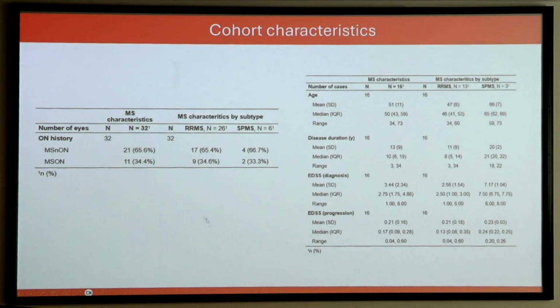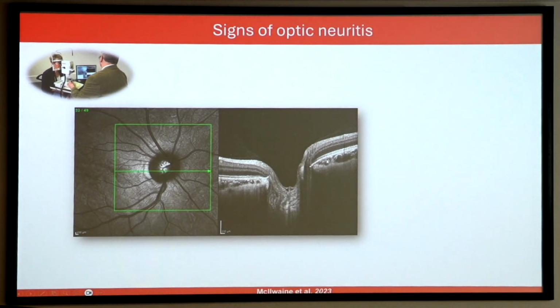as well. So what you can see here in the total MS cohort, we had about a third of the eyes affected by optic neuritis. And it's pretty much true for the subtypes as well. On this photo on the left, you can see the back of the eye. This is the optic disc. This is the part where the brain and the eye are connected.